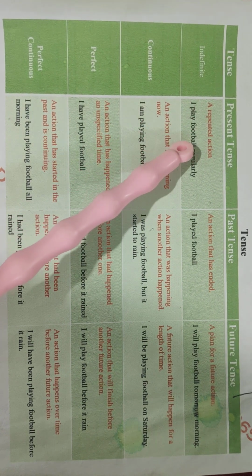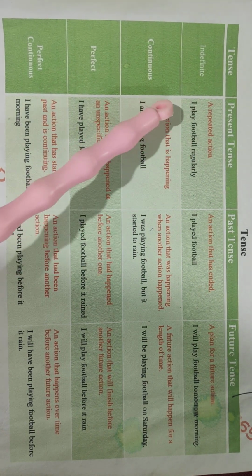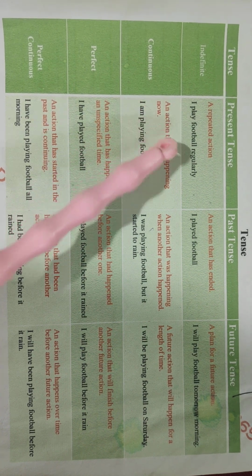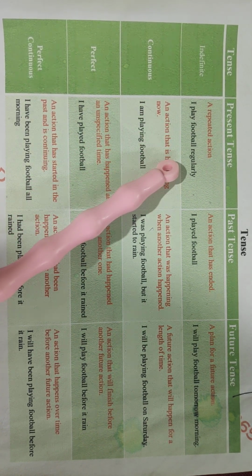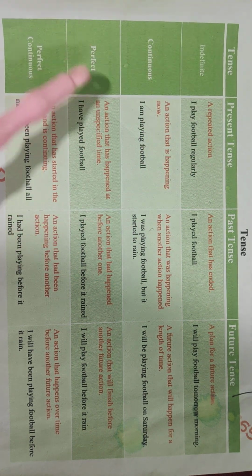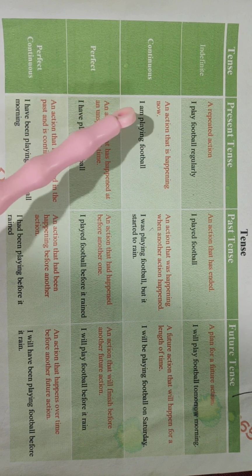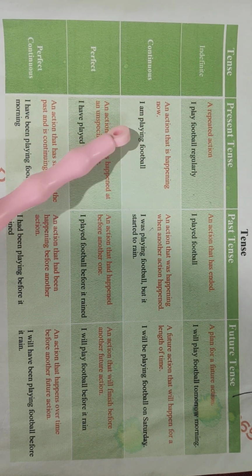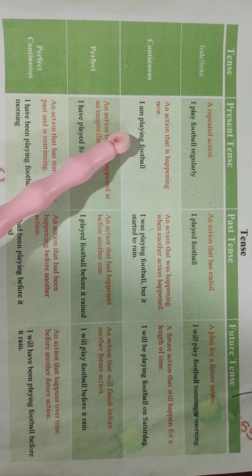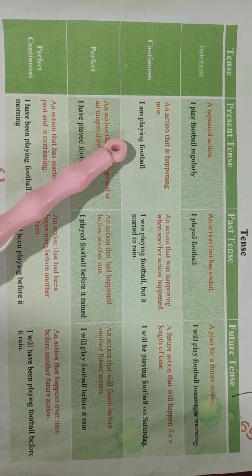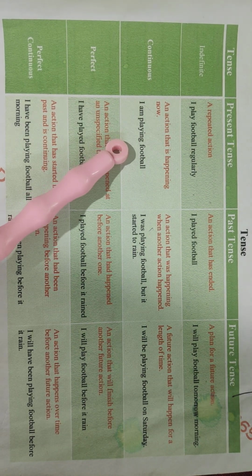Present tense, a repeated action. For example, I play football regularly. So it says about repeated actions. Present continuous. Present continuous expresses an action that is happening now. So what is going on at present? Example, I am playing football. So I am playing football at present.